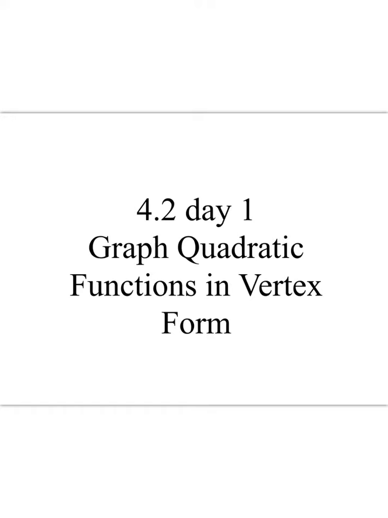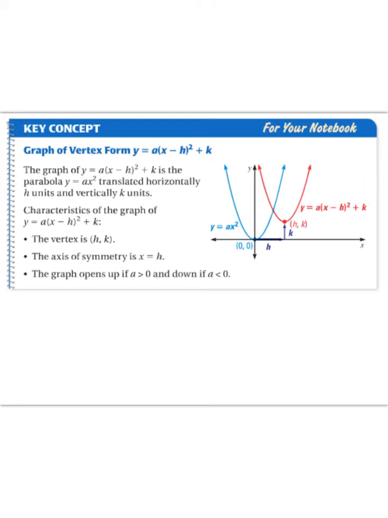Okay, this is day 1 of 4.2, and we're going to be graphing quadratic functions that are in vertex form. So the other day we talked about standard form, which was y equals ax squared plus bx plus c. But now we're talking about vertex form, which is y equals a, and then parentheses, x minus h squared plus k. So make sure that formula is in your notes labeled vertex form.